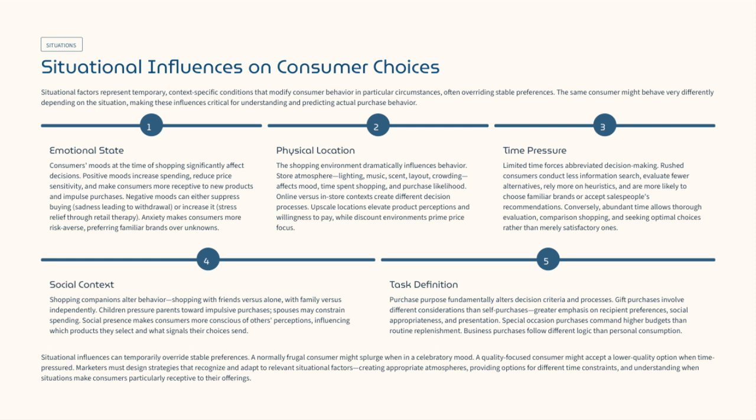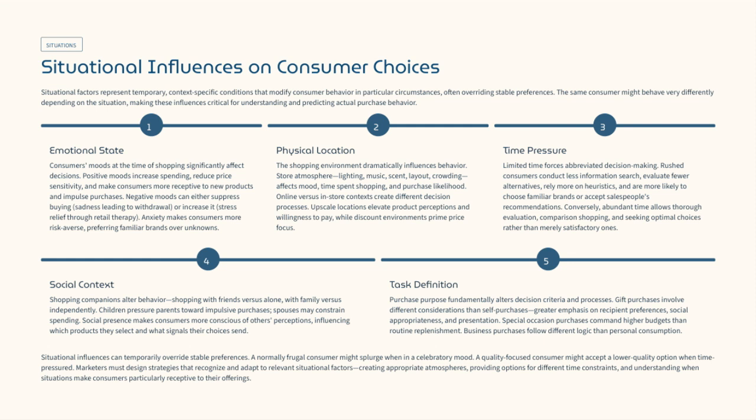The physical shopping environment also has a big impact on behavior. Elements like lighting, music, scent, layout, and crowding can influence mood, how long someone shops, and whether they decide to buy. Online shopping creates a different decision process than in-store shopping. An upscale location can elevate perceptions of quality and willingness to pay, while a discount environment tends to prime consumers to focus on price.